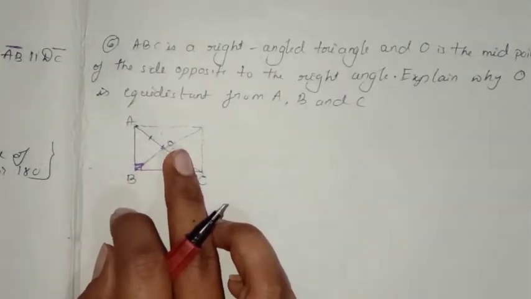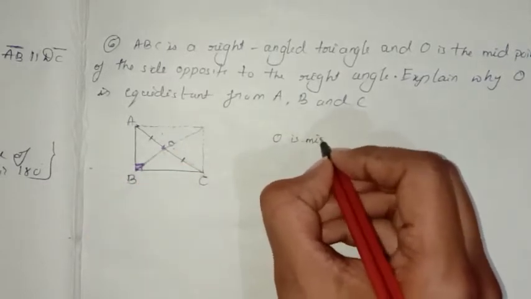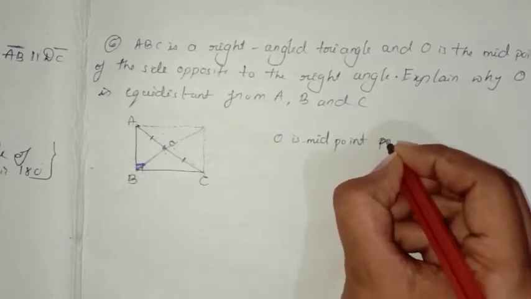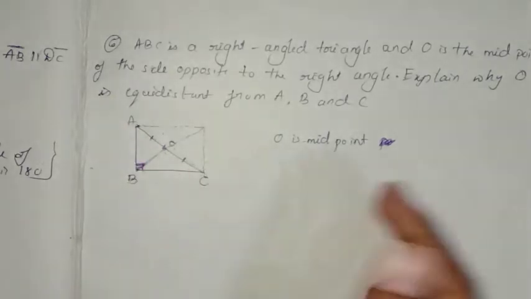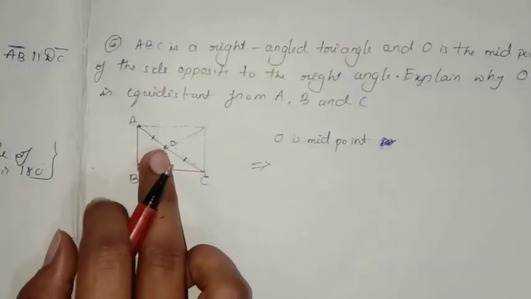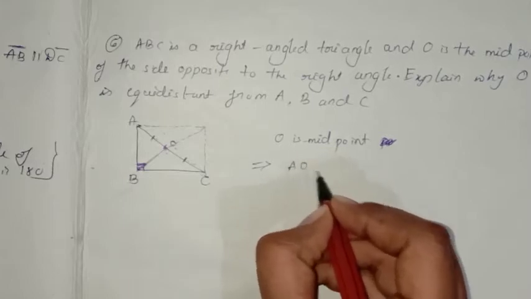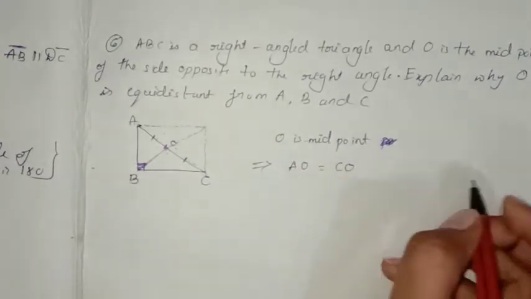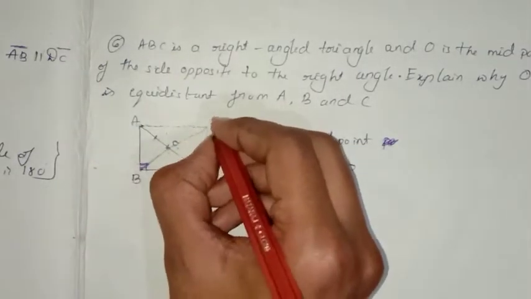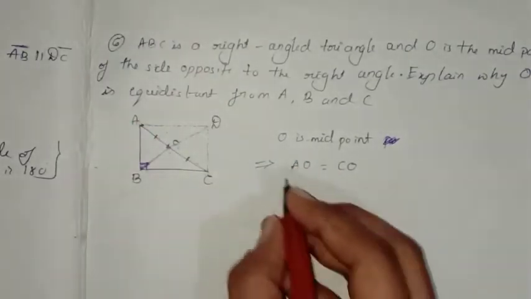Which we can consider, and first we will write O is the midpoint as they have given. Whatever they have given, that we will write. O is the midpoint of that AC, or just write O is the midpoint. And as O is the midpoint of the diagonal, then AO is equal to CO. So what we have done, we have constructed, this we will give the name D. So AD and DC. So we have constructed, draw the line. So construct.